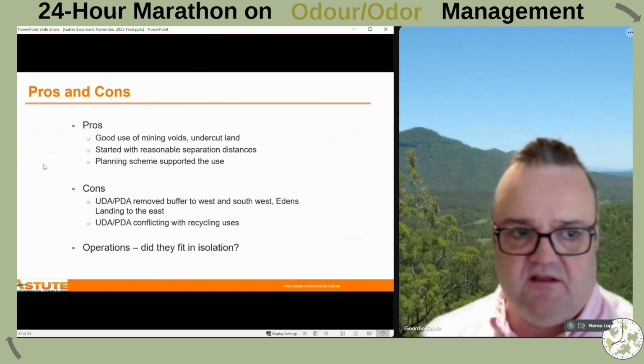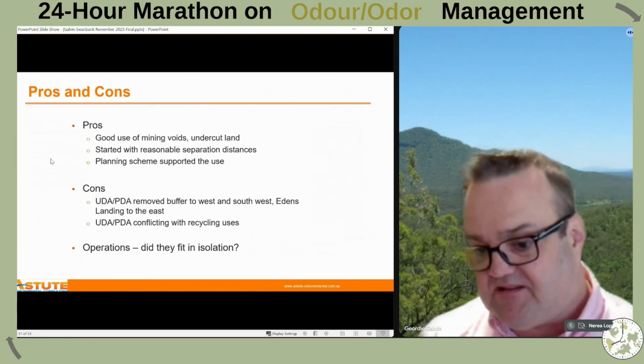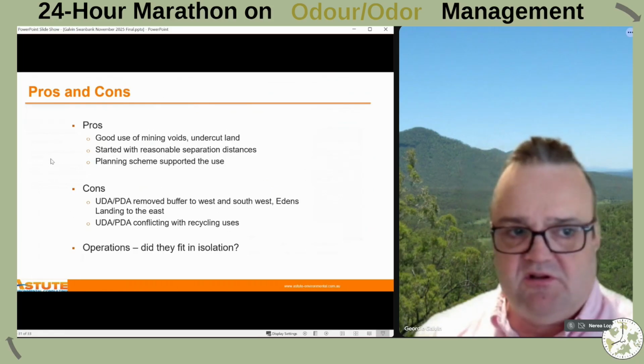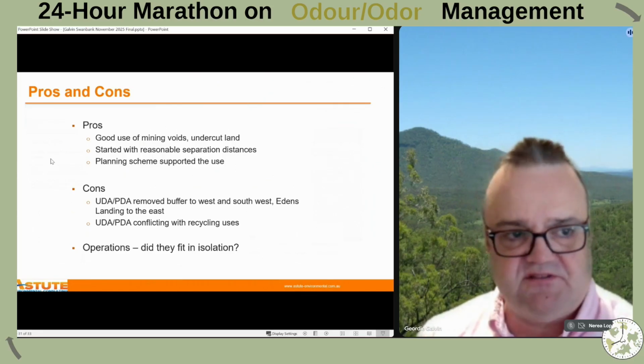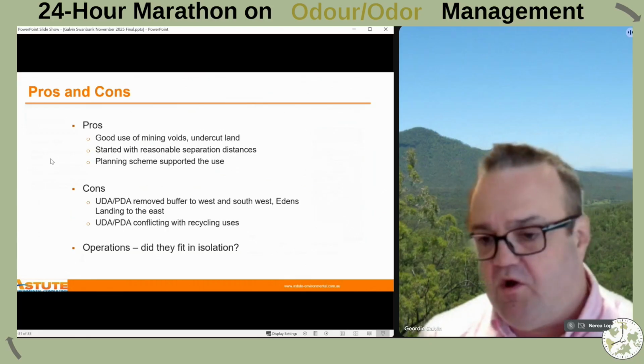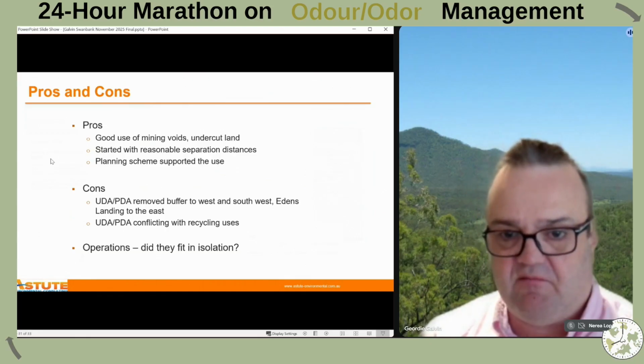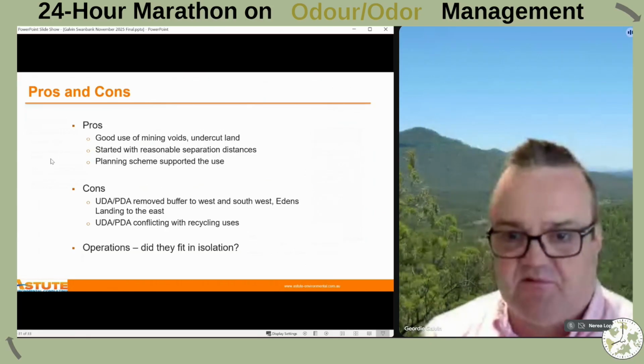Coming to the end, what are the pros of having the SWAMBank estate and what's been learnt over time? Well, good use of mining voids and undercut land. Why not put recycling and other industrial uses in there? There were reasonable separation distances to start with, and the planning scheme supported the use.